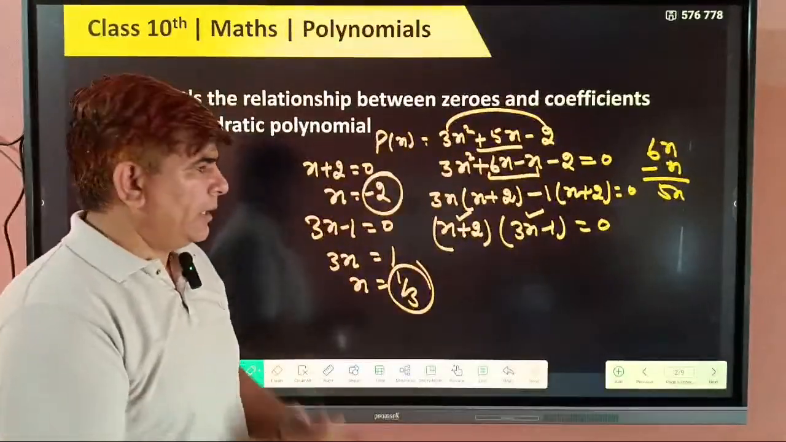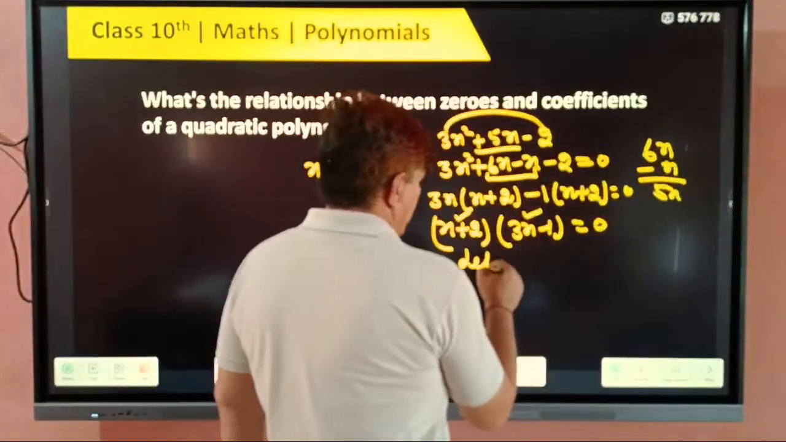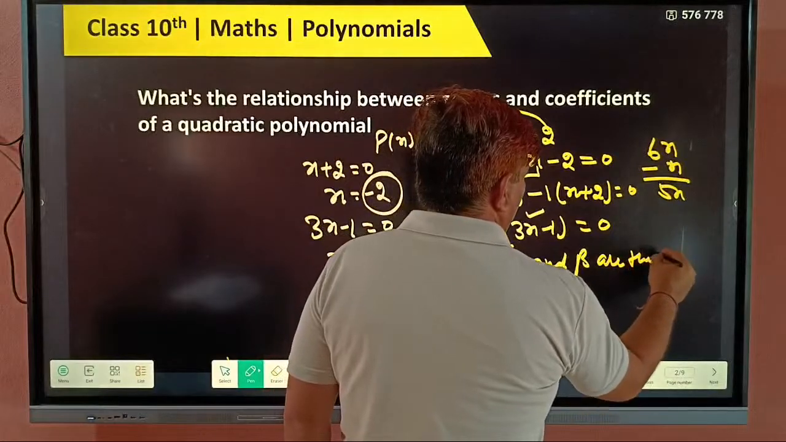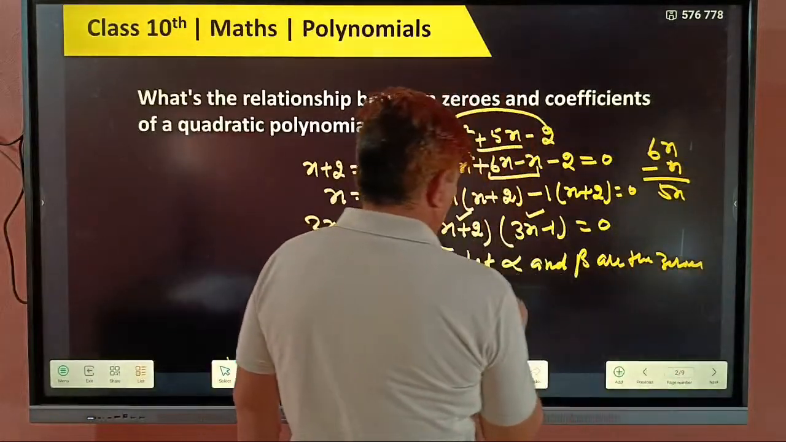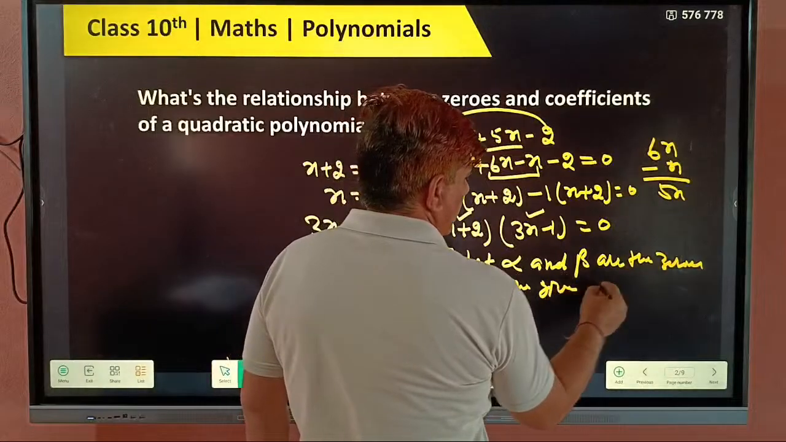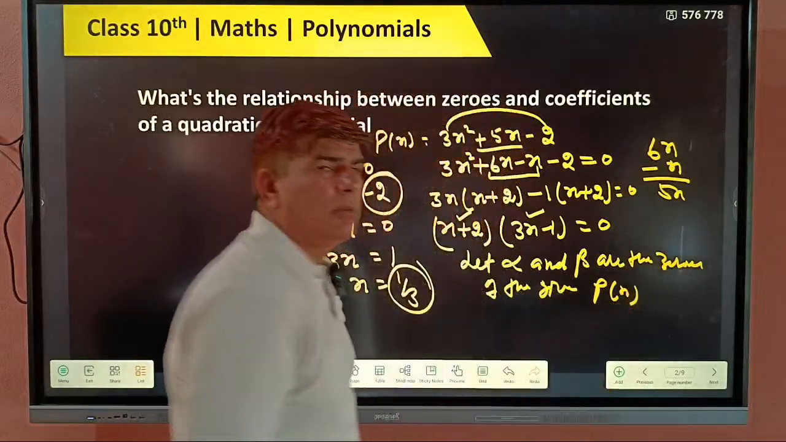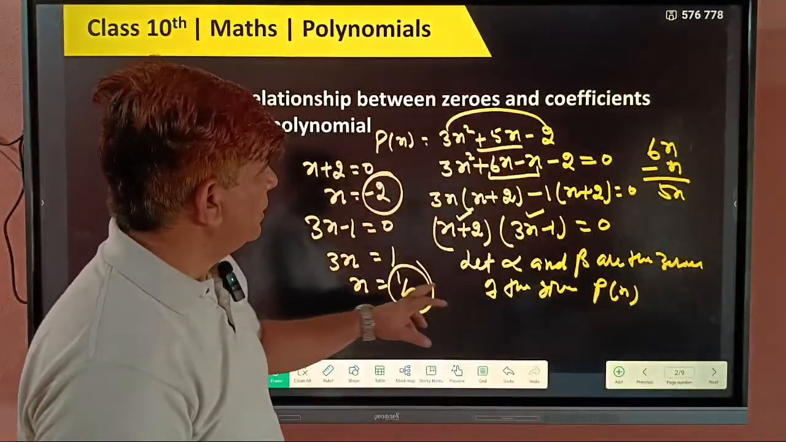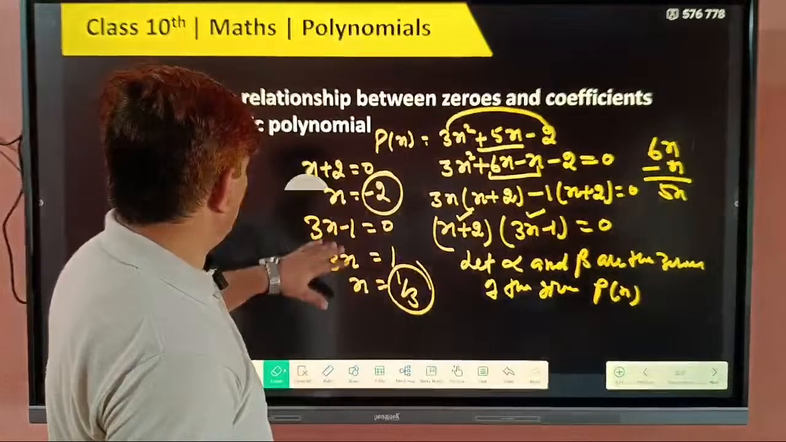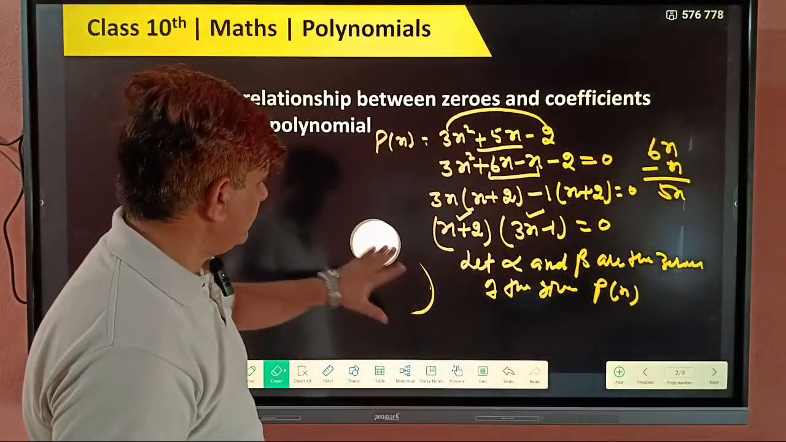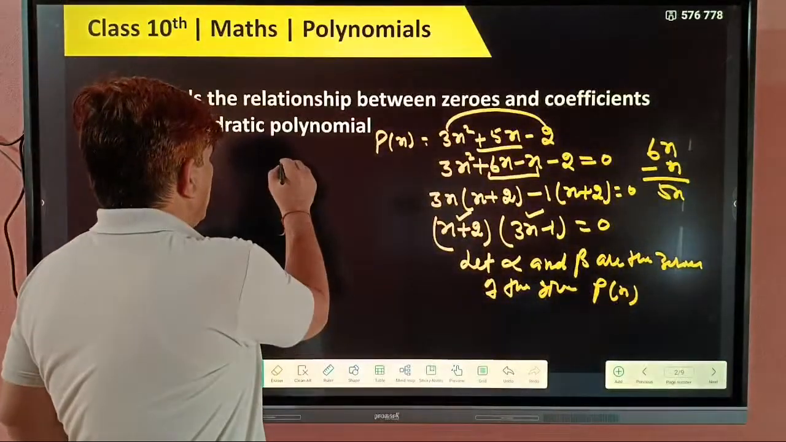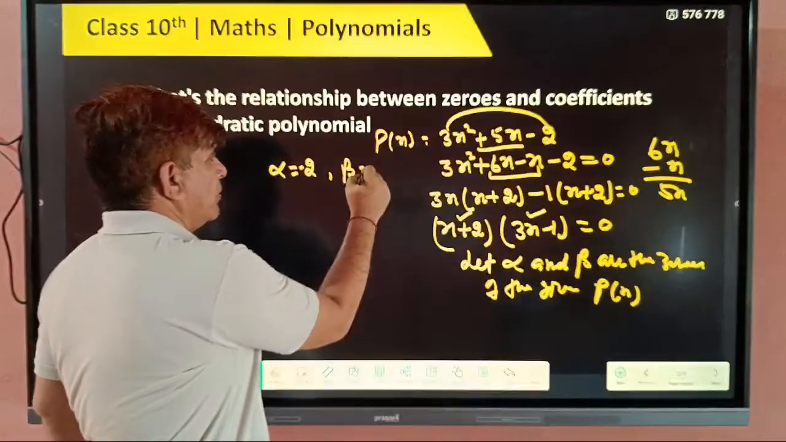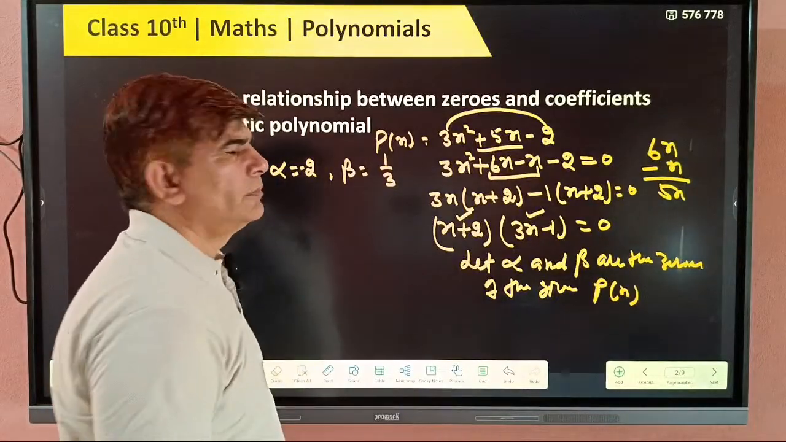We can say let alpha and beta be the zeros of the given polynomial. Which polynomial? p(x). So how can we write? We can write in this way. What are the zeros? So we can say alpha equal to minus 2, sorry, and beta equal to 1 by 3.